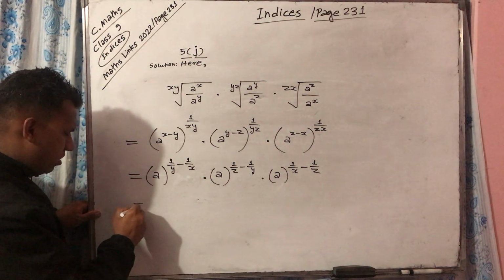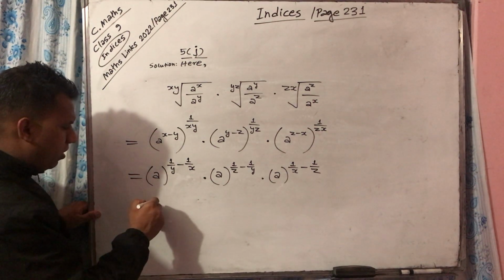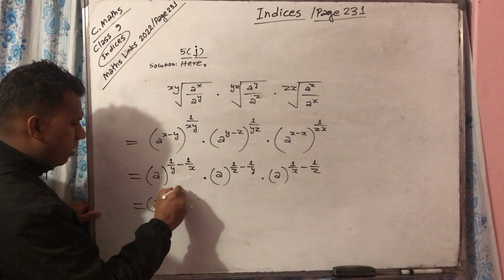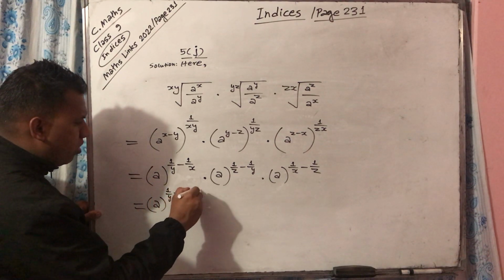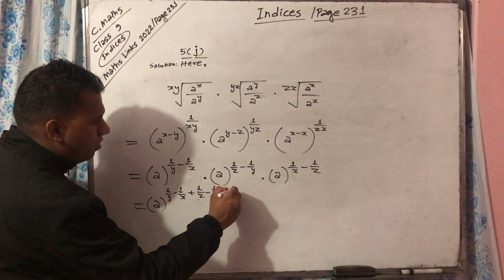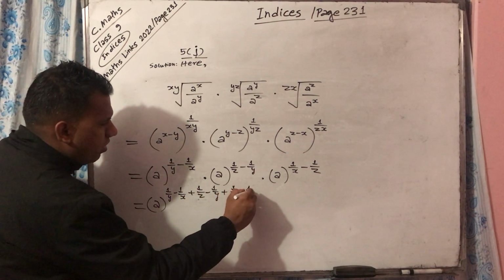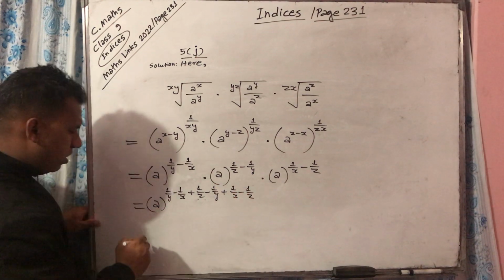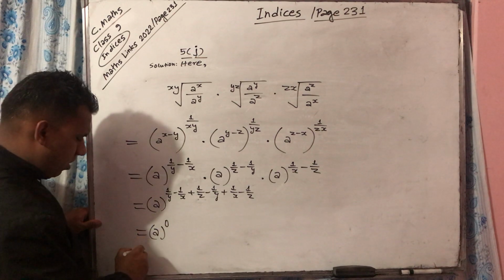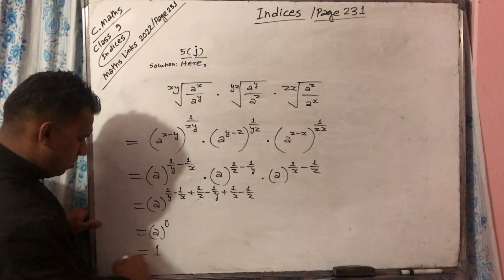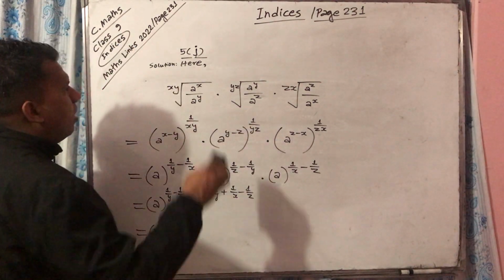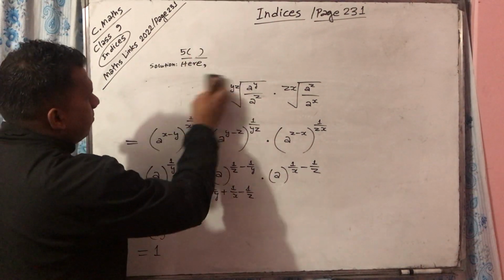Since bases are same, power can be added. A to the power 1 by y minus 1 by x plus 1 by z minus 1 by y plus 1 by x minus 1 by z. Since sum of power is 0, so a to the power 0, that is 1. Now we go to next question, 5k.